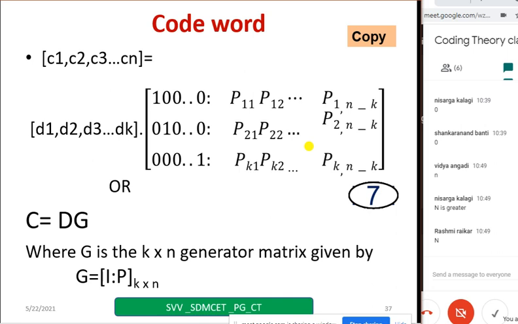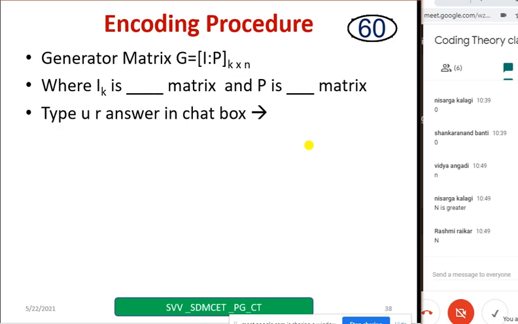In 5 seconds, I will go to the next slide. Okay, now I want an answer from you. The generator matrix is given by the identity matrix followed by the parity matrix, where Ik is called what, and P is called what matrix? Just now I have told you. I want two words from you in the chat box. Ik is called what matrix and P is called which matrix? If you have copied, well and good. Even if you are just remembering, you can tell. Identity, very good. Ik is the identity matrix, everybody is telling. Very good, Nisarga is telling. Parity matrix is P, sir. Correct. So these are the two answers. Very good, all of you are active in the class.